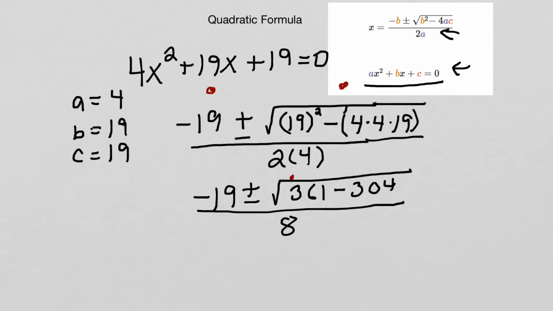All right, let's go down. Next thing I have to do is negative 19 plus or minus, okay, 361 minus 304 is going to give you the square root of 57 over 8.